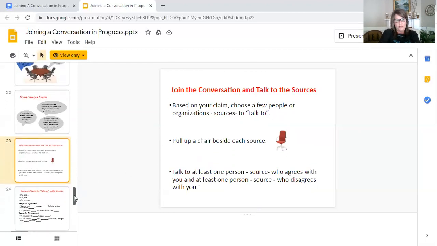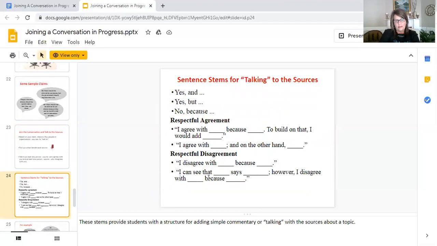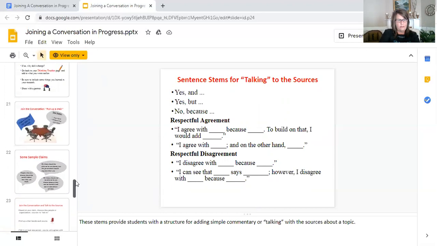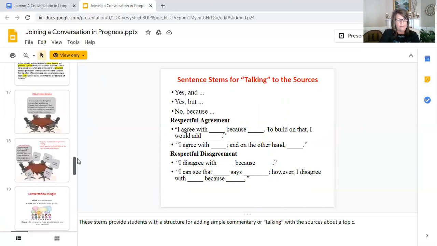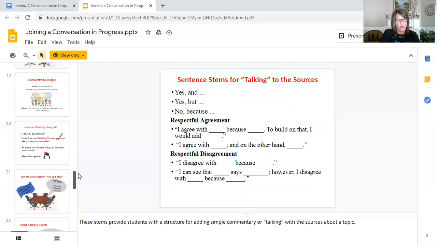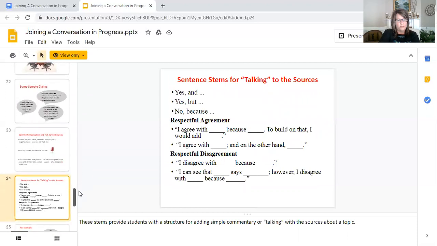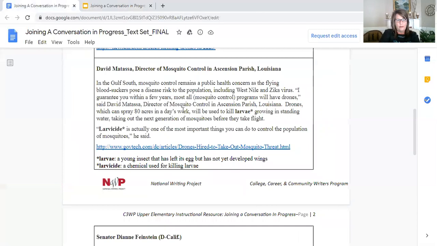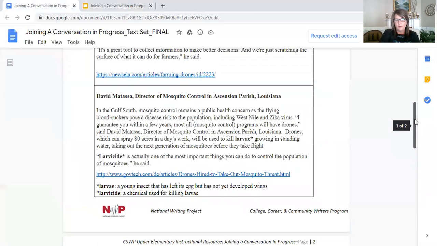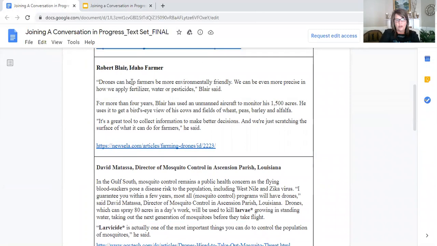And as you talk to them, you're going to use these sentence stems. So when I pulled up my chair beside Robert Blair, I might say, yes, and his claim was about how drones could save the farmers lots of money. So let's go and see what Robert Blair said. And I'm modeling for you just as you would model for your students. So I'll open the text set. I'll find Robert Blair. Robert Blair said drones can help farmers be more environmentally friendly.